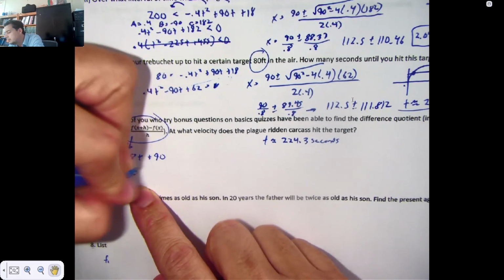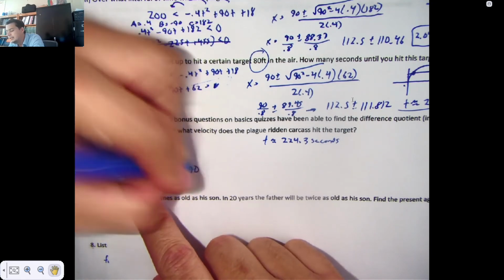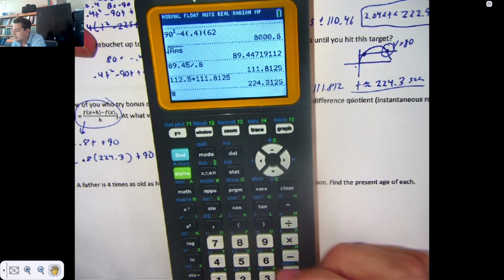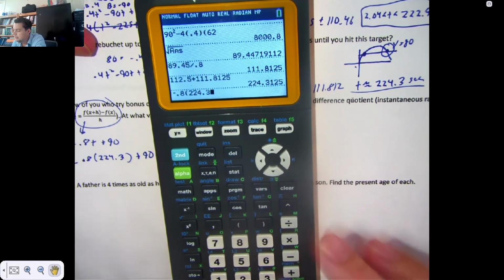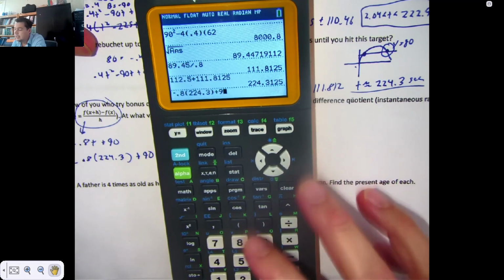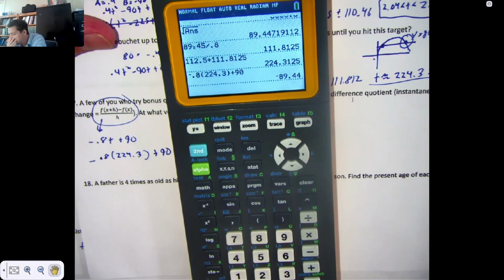Negative 0.8 times 224.3, add 90, will be the velocity of this dead thing. Negative 0.8 times 224.3 plus 90. Don't be asking Mr. Milbrath how he did the shortcut there, because I ain't going to show you.